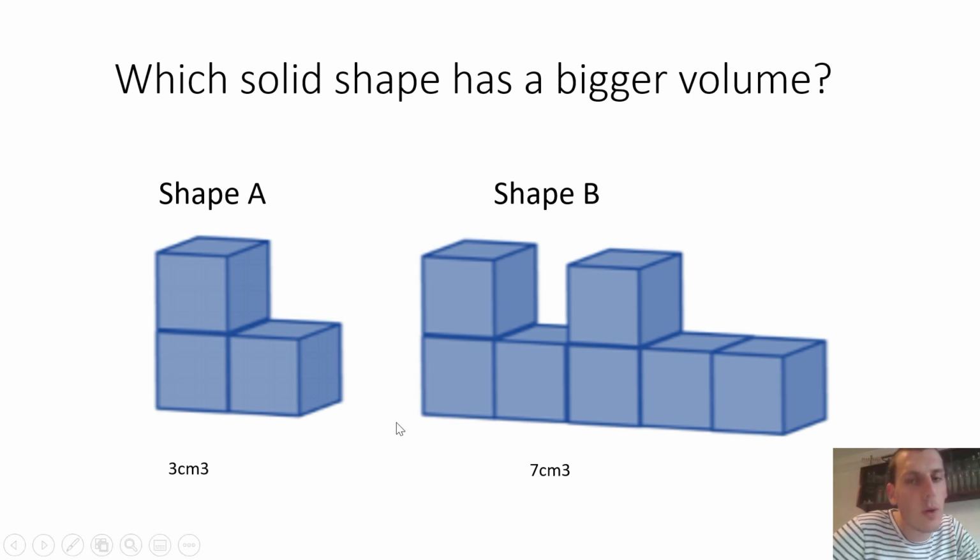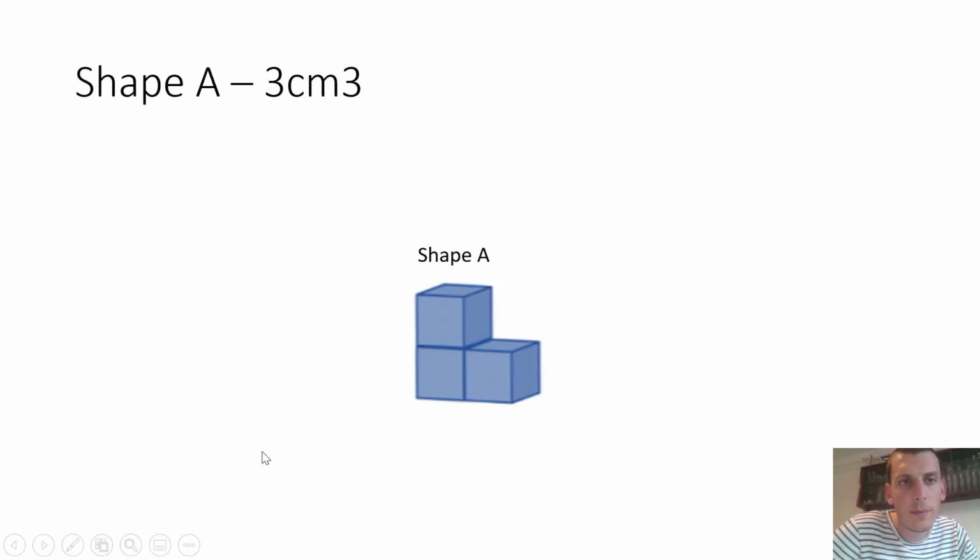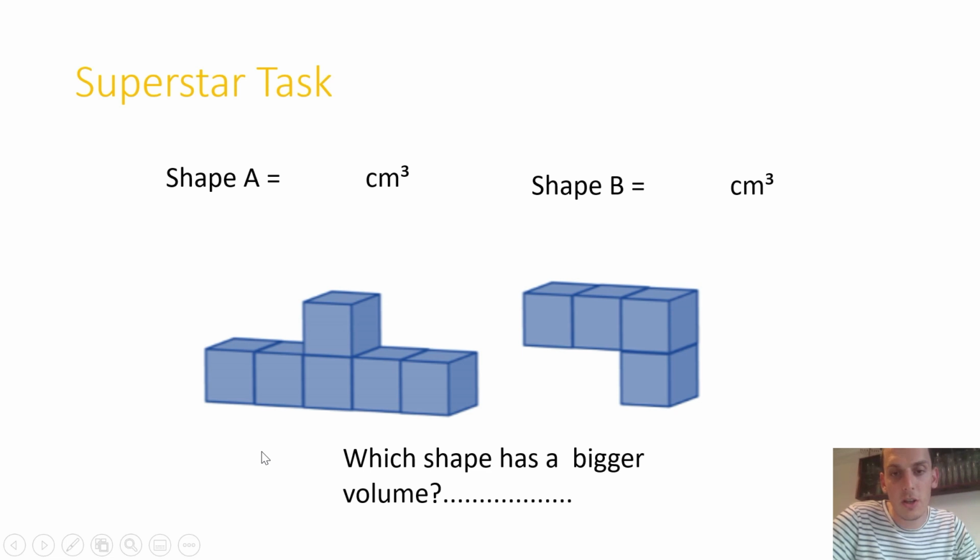So it's not that difficult actually, as long as you understand the process. I'm sure you'll get this very quickly. So you're now going to do a task. Superstars, this is your task. We've got two shapes here, shape A and shape B. You need to tell me which one has a bigger volume. So first, work out what shape A is, and write it here. Then work out what shape B is, write it here, and then after that, you'll be able to see which one is bigger. So superstars, please pause the video, complete the task, and then press play when you are ready to continue.